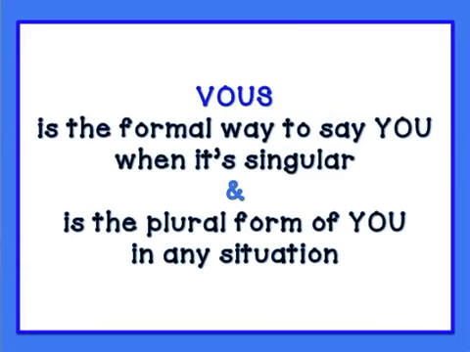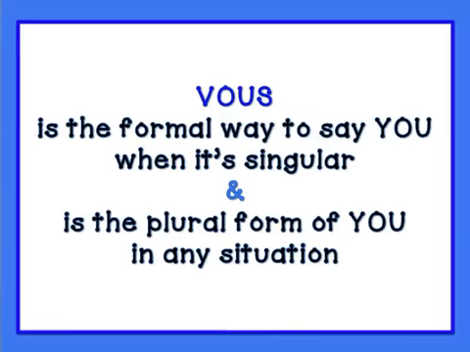Vous. A little while ago when we were talking about tu, which means informal you, I told you there was another way to say you, and that is vous. So vous is the formal way to say you when it is singular. And it's the plural form of you in any situation. Remember a little while ago I told you even if you're speaking to a group of people you know very well, you can't use tu with them because tu is always singular. You would use vous with them.